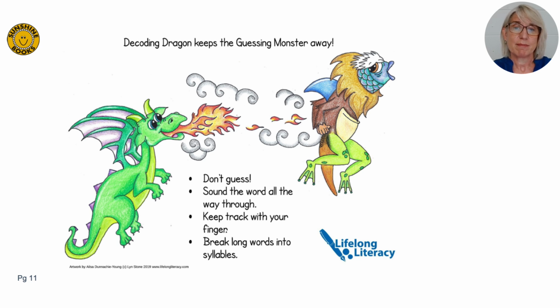Chunky monkey. Break the word into chunks. Flippy dolphin. Flip the vowel sound. Helpful kangaroo. Ask your teacher for help. At this point I was still in balanced literacy land, so thought they were great because a picture speaks 1,000 words. I hadn't yet met the decoding dragon of structured literacy, which teaches don't guess, sound the word all the way through, keep track with your finger, break long words into syllables.